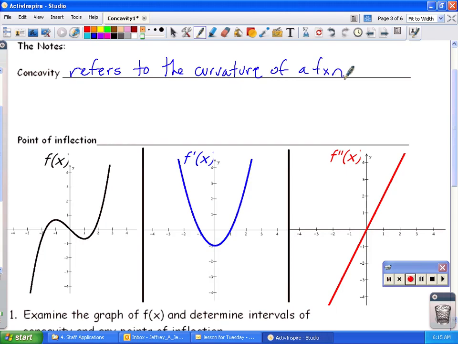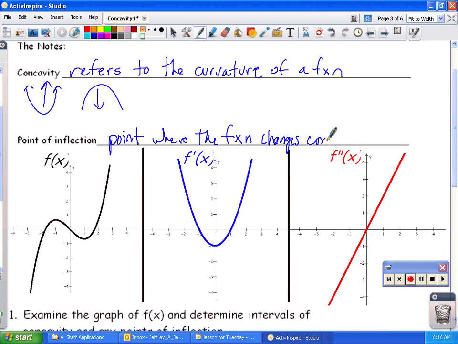And what we mean by curvature is that either a function or part of a function can be concave up, or the function can be concave down. Those are the two types of concavity that we're looking at. And where a function changes concavity, in other words, changes from concave up to concave down, or from concave down to concave up, is called a point of inflection. So it is a point where the function changes concavity.